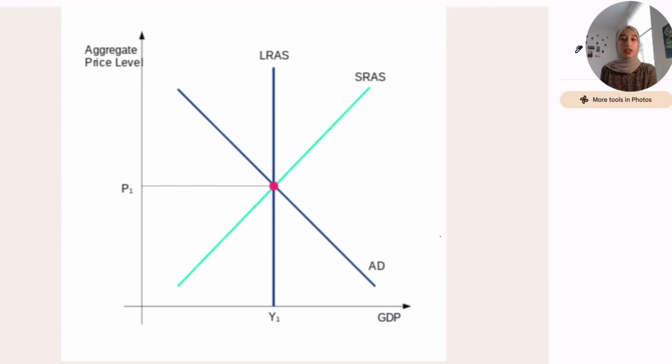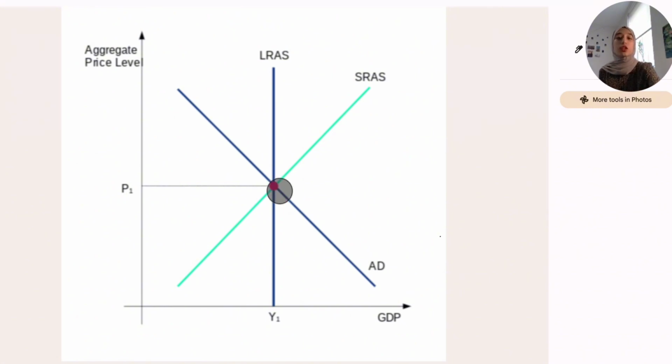Here we have the aggregate demand and aggregate supply model. On the y-axis, we have the aggregate price level or the price level, and on the x-axis, we have the GDP or the real GDP. This is the value of goods and services produced domestically in the economy.